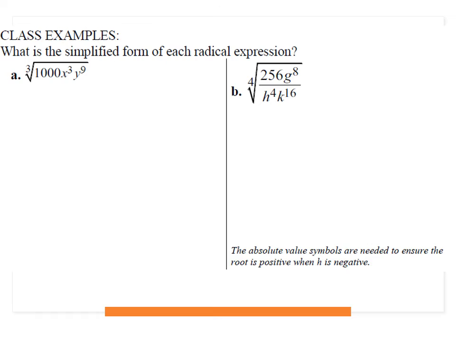Okay, so let's look at these with variables. So we have the cube root of 1,000 x to the 3rd y to the 9th. If we look at this and talk about it in expanded form, 1,000 is 10 times 10 times 10. X to the cube is x times x times x. Y to the 9th is y times y times y times y times y times y. Now y started looking a little xy.